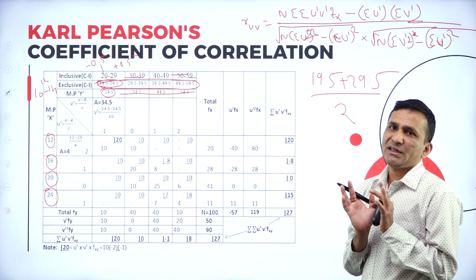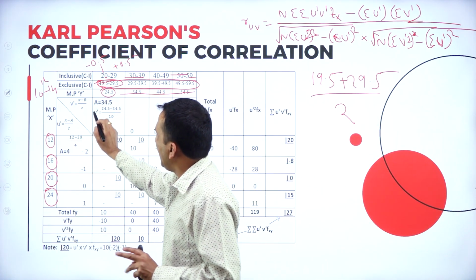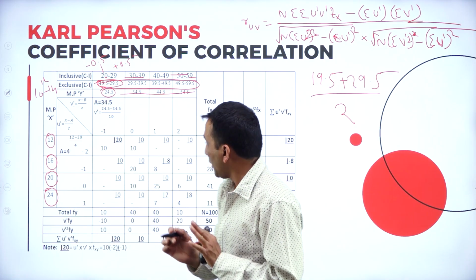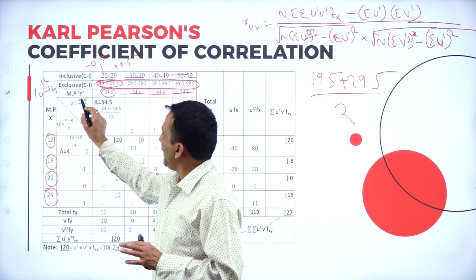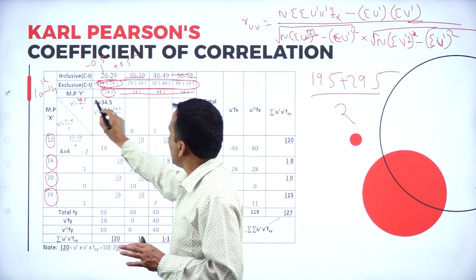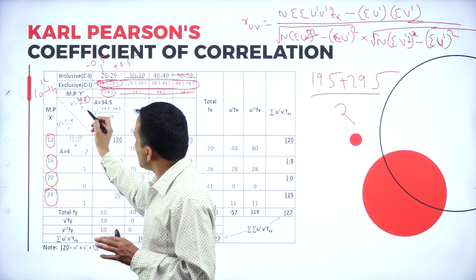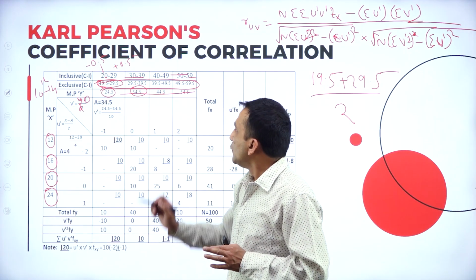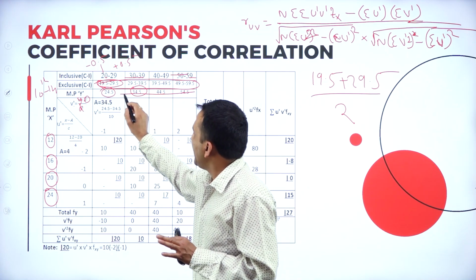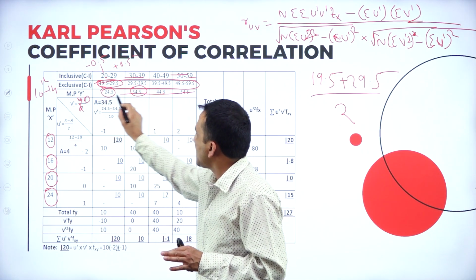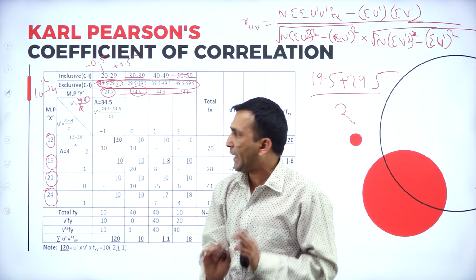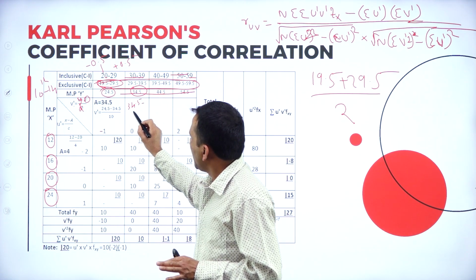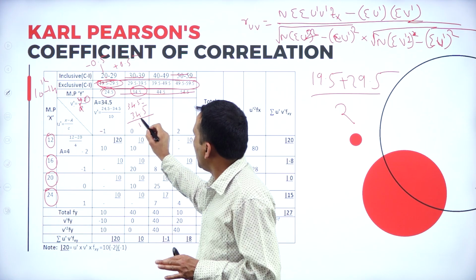According to the formula, we will construct it one by one. First we find V dash with the help of the midpoints of Y. The formula is: from the Y series we assume any one as A, assumed mean, divided by C, or you can write it as D. I have assumed 34.5. Starting from 24.5 minus 34.5 divided by the equal distance 10, I get minus 1 for the first value. For the second value, 34.5 minus 34.5 divided by 10, we get 0.